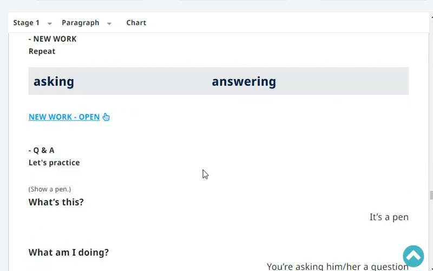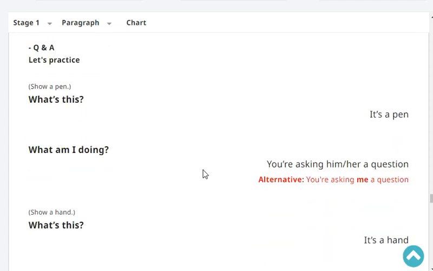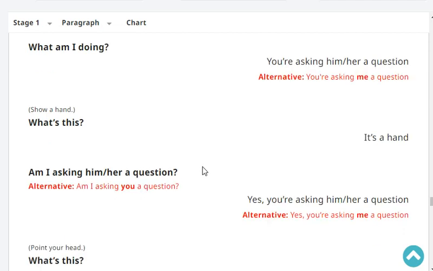Okay. Next, what's this? It's a pen. What am I doing? You're asking me a question. Very good. What's this? It's a hand. What am I doing? You're asking me a question. Very good.